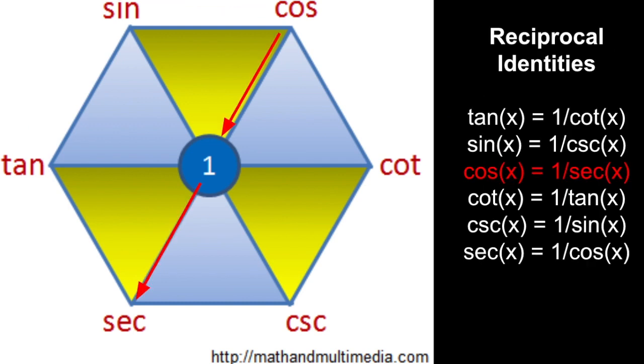We can also use the magic hexagon to find reciprocal identities. For example, if we start from one side of the magic hexagon and cut through the 1 to get to the other side, we can get the reciprocal identity of cosine, because cosine of x is equal to 1 over secant of x. And you can do the same thing all the way through.